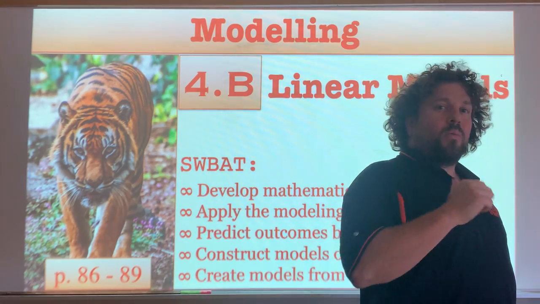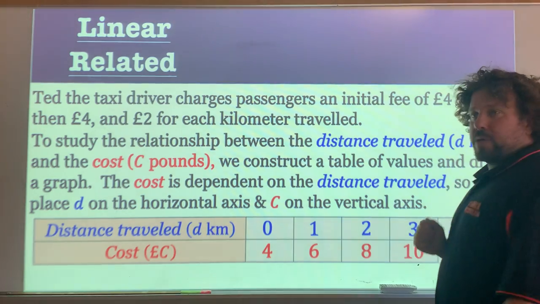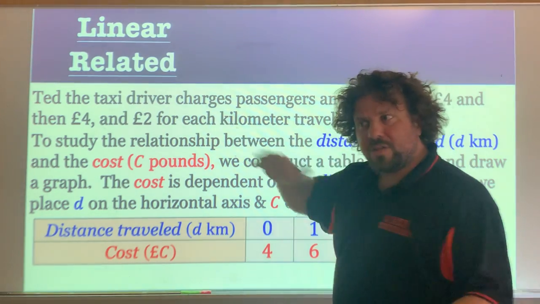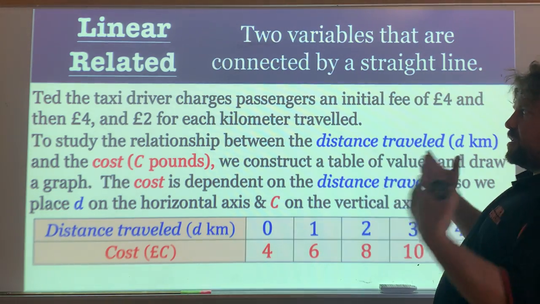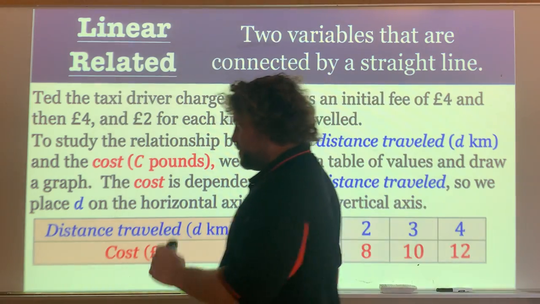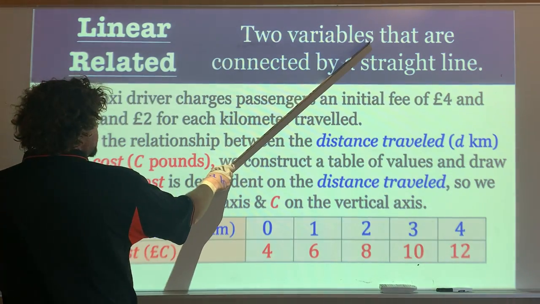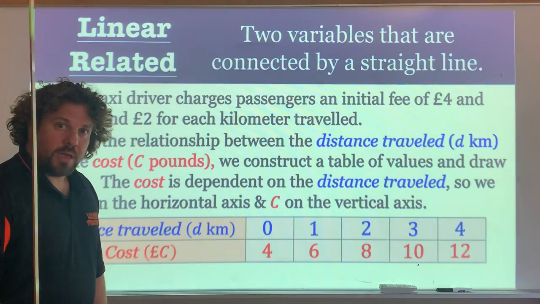Let's first talk about, what does linear related mean? That's the first word we're going to go over. Just think, linear. What do you think that means? It means line. Two variables are linear related if they are connected by a straight line. All right, so let's go over an example to explain this.